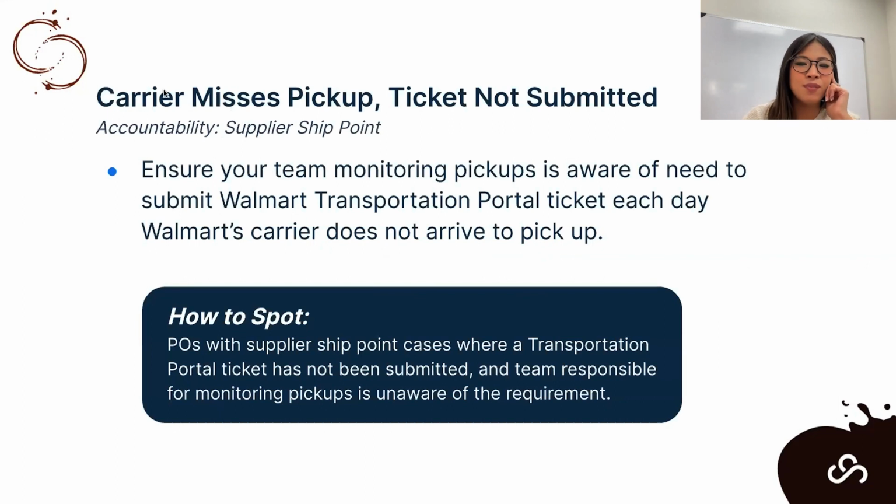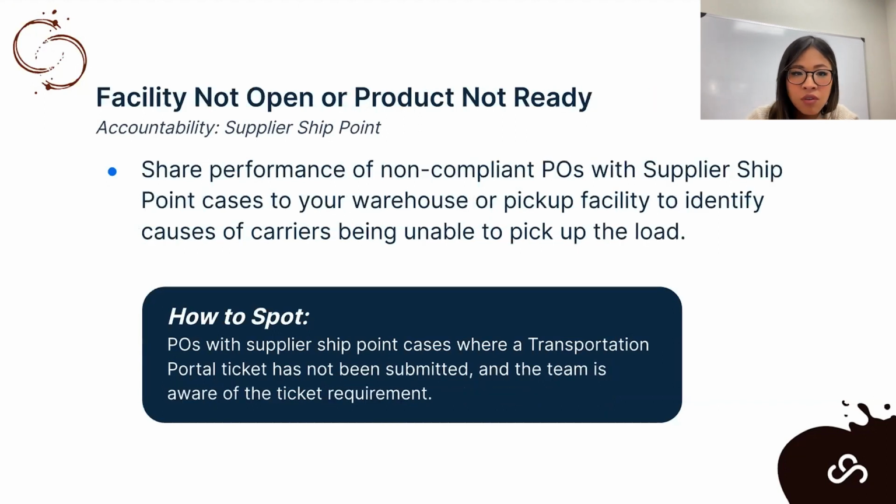For this one, if your carrier misses your pickup, which is more common than a lot of people think, you need to make sure that you are submitting a ticket on the Walmart transportation portal, and you need to do it for every day that the Walmart carrier does not arrive. It can't just be one time and then you hope the carrier shows up. It needs to be for every single day in order for you to have enough documentation to try and fight the OTIF fine. So if you aren't implementing this process already, I would make sure that you are doing so.